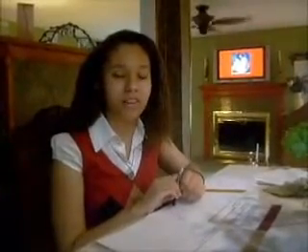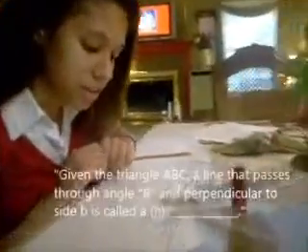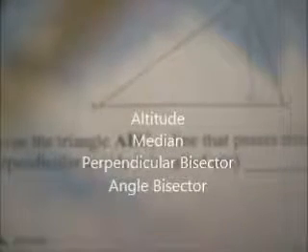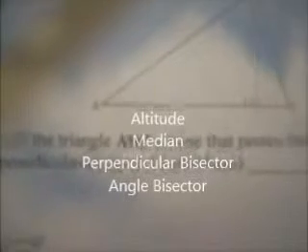This time we're going to be learning about triangles. So let's begin with our question. Given the triangle ABC, a line that passes through angle B and perpendicular to side B is called a blank. The first thing we need to do is read off the choices that are provided, which is altitude, median, perpendicular bisector, and angle bisector. So to know which goes in the blank, we need to know what they mean.